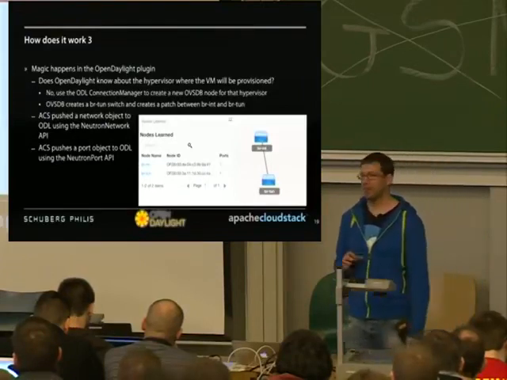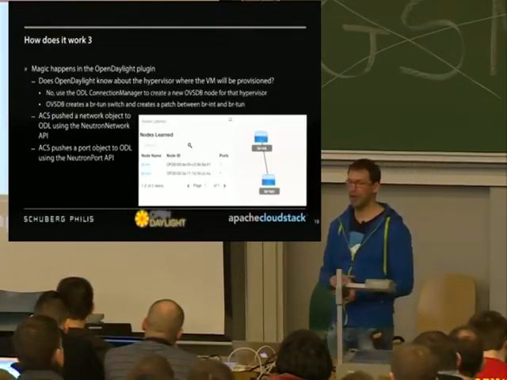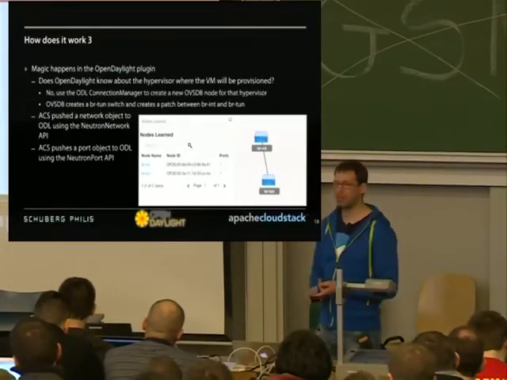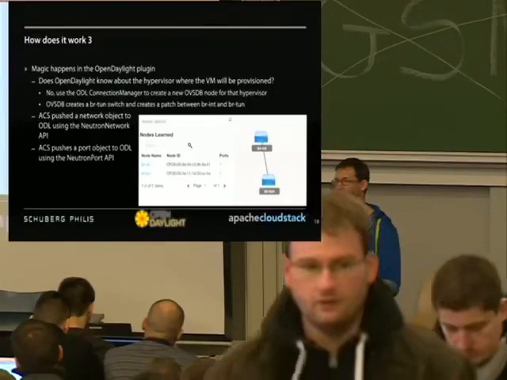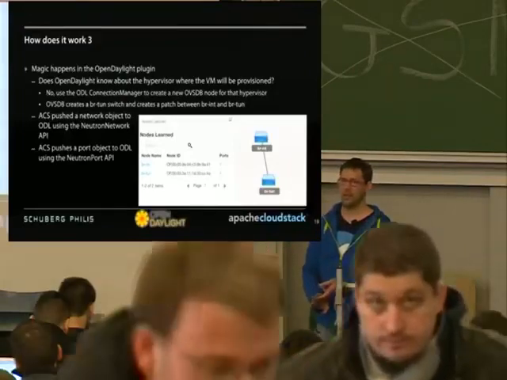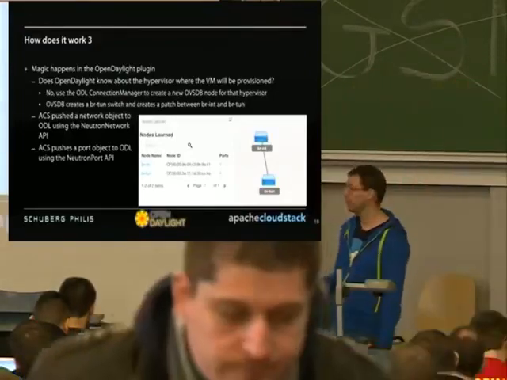So at this point, there's only a single machine running on the hypervisor, but we already know about the hypervisor, and OpenDaylight suddenly knows that there's a network with a certain UUID, and there's at least one machine configured to use this network with a certain UUID.